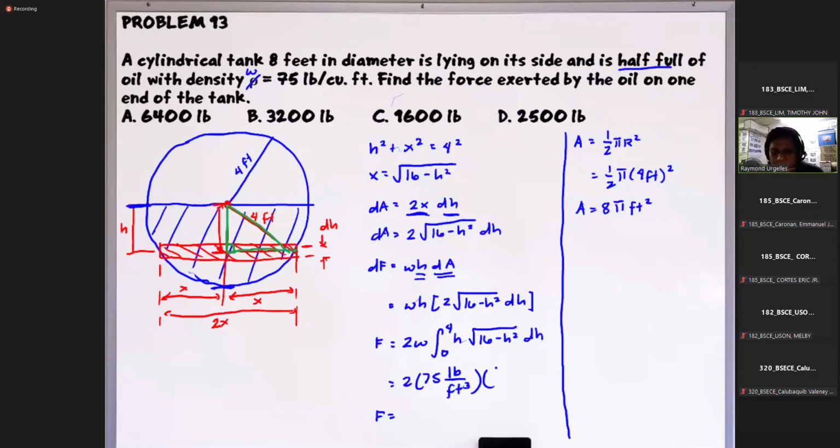Okay, so this is 64 over 3. So again, this will be in cubic feet. No? So kaya magka-cancel to. Okay. So then we have 2 times 75, so times 64 over 3. Okay. So we have 3,200. So this will be in pounds. Okay. Nakuha ba? So any questions para dito?